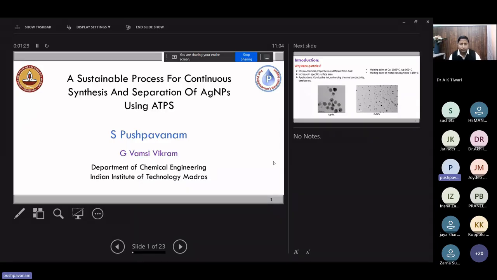The reason is we want to avoid using organic liquids because they are toxic, carcinogenic, and they are basically causing environmental problems. So if you want to move towards sustainability, you want to make sure you don't use any organic fluids. So this is the idea. This was the motivation for the work. This work was basically done by my PhD student Vamsi, who is now a faculty at IIT Hyderabad.